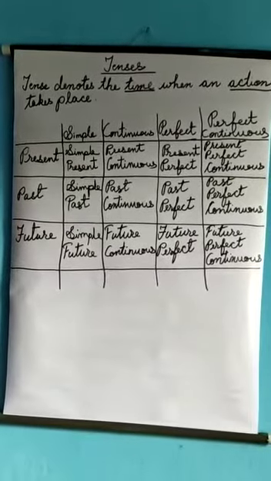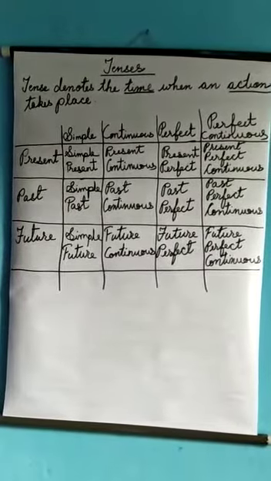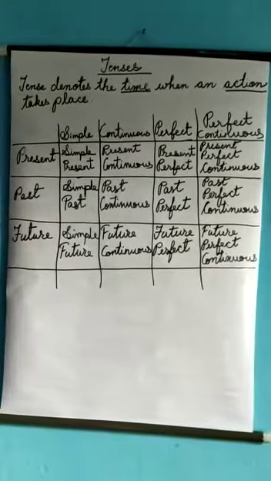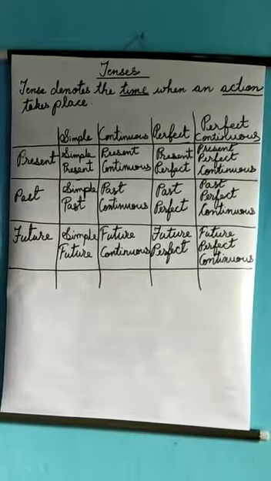Good morning, everyone. Today we'll be learning about tenses. So, what is a tense? A tense denotes the time when an action takes place. So, accordingly, tenses are of three types: present tense, past tense, and future tense.